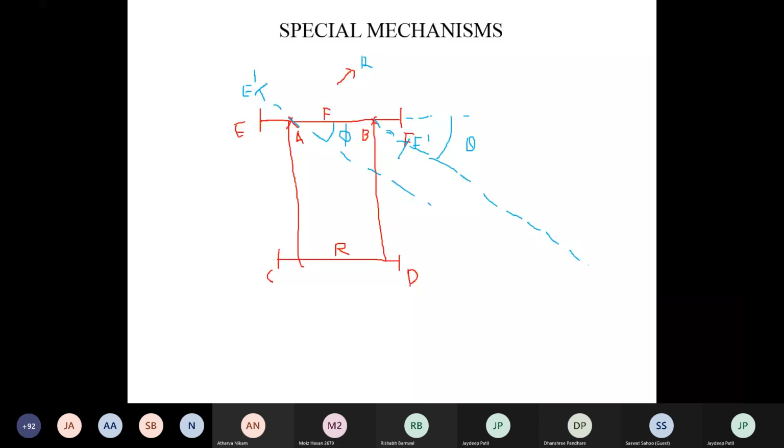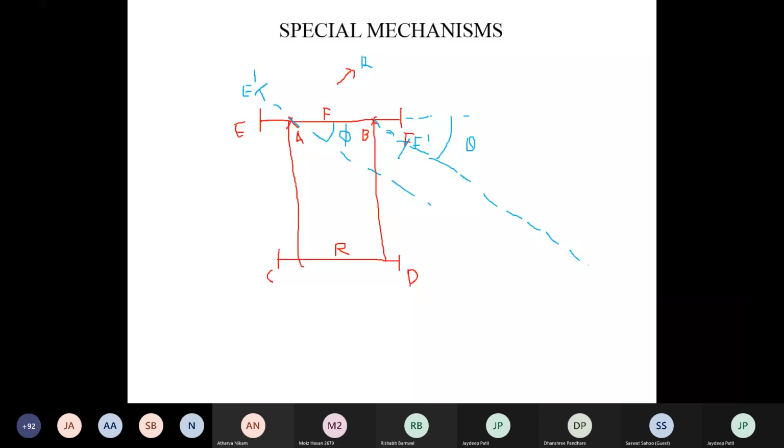Now tell me, which turning angle is greater, theta or phi? Theta. When a vehicle takes a turn towards the right or left, the inner wheel turning angle is always greater than the outer wheel turning angle. In a right turn, F is your inner wheel. If you take a left turn, E is your inner wheel. While taking a turn towards right or left, the turning angle of the inner wheel is always greater than that of the outer wheel. Now, what is the condition of the correct steering gear mechanism?